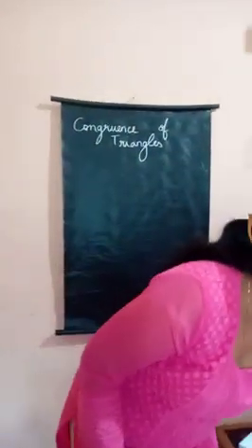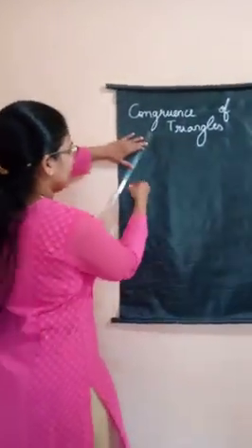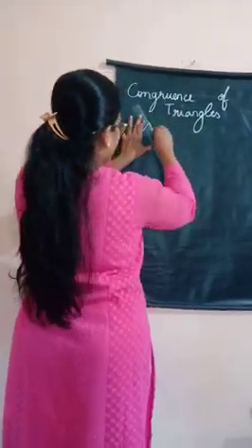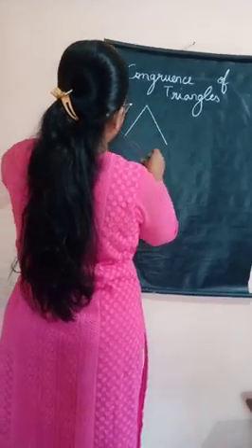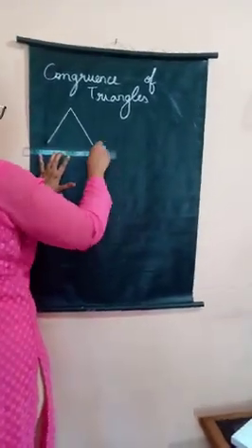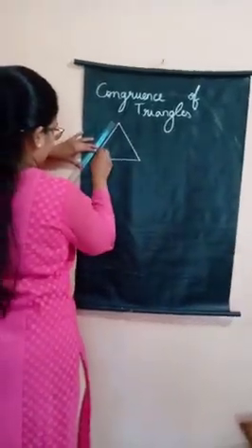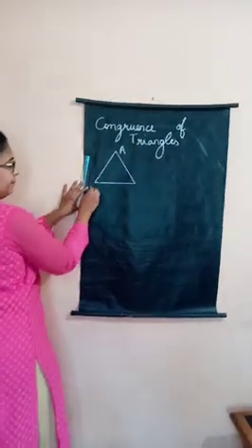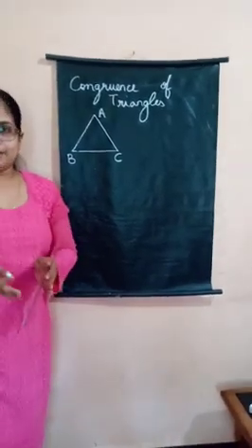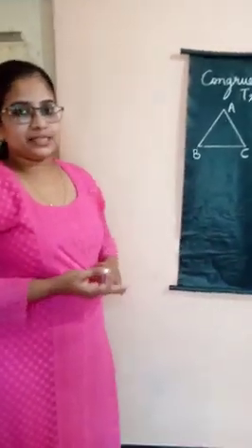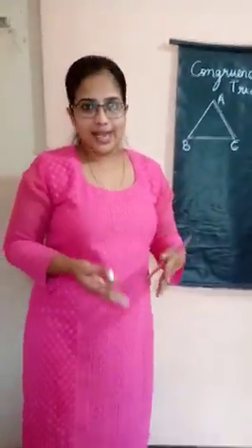As you all know, a triangle is a three-sided figure. Here we have a triangle ABC. Every triangle has got 6 elements or parts of a triangle. Now in triangle ABC, the 6 parts are 3 sides and 3 angles.